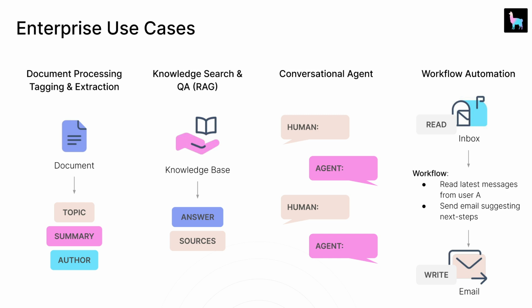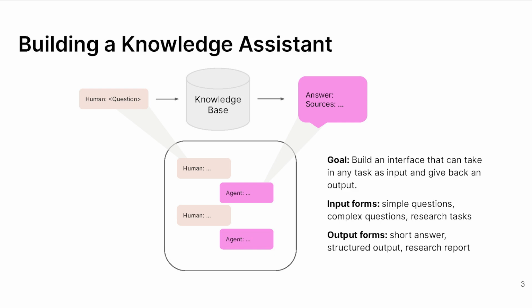Internal use cases include a chatbot for your end user, like the sales team or finance team. External use cases include a customer support bot. And so the input forms to this knowledge assistant can either be very simple questions, or they can be very complex questions, or actually just very vague, long-running research tasks. And the output forms could just be a short answer, like a simple response. But if you think about this in its general form, it could be a lot more complex than that. It could be some sort of structured output. It could be an entire research report. So you generate multiple pages, an entire report that you then give to your stakeholders.